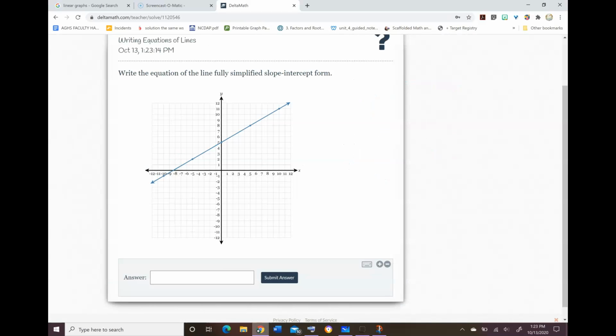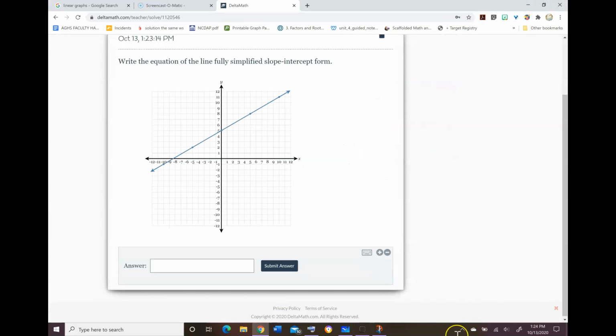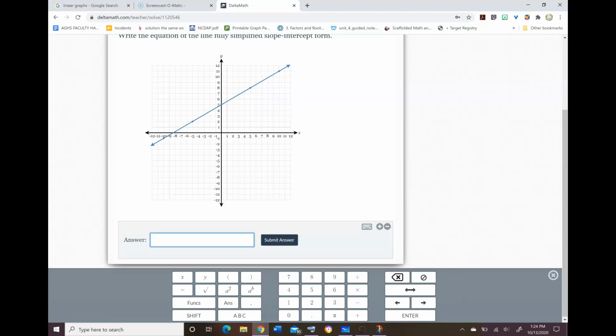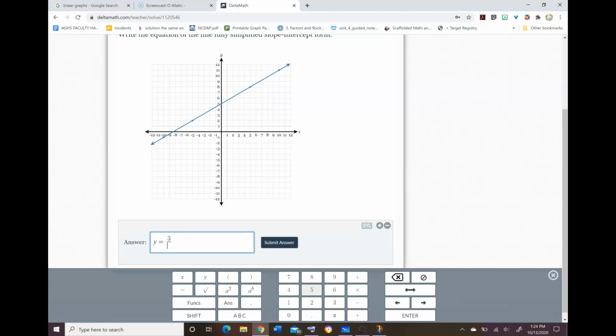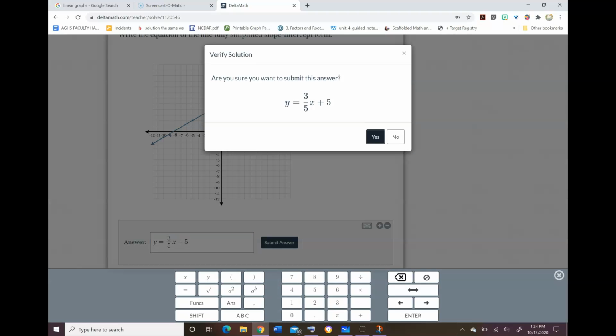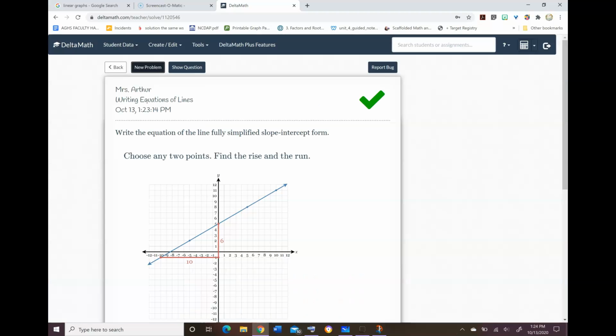Okay? So we go back to Delta Math. All right, so I'm going to type it in. Do not forget y equals. This one wants y equals. Y equals 3/5 x, and then it was plus 5. And that's my answer. All right.